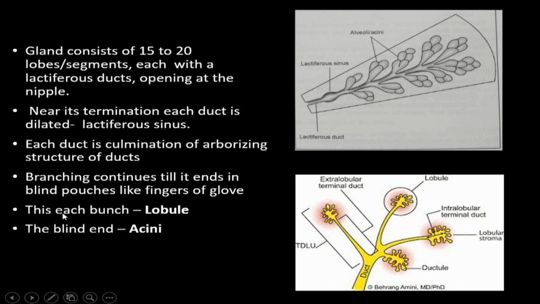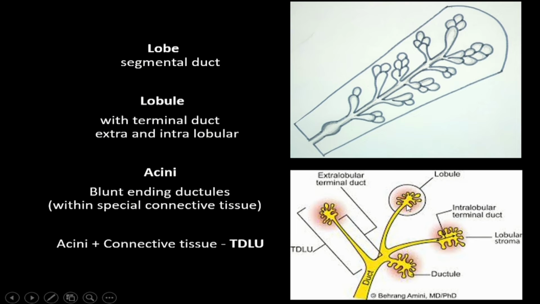And each region is known as an acinus. This is one acinus, which are the blind ends, and this group of acini is known as a lobule. It has the intralobular duct, and this is the extralobular duct, which is entering into the lobule.